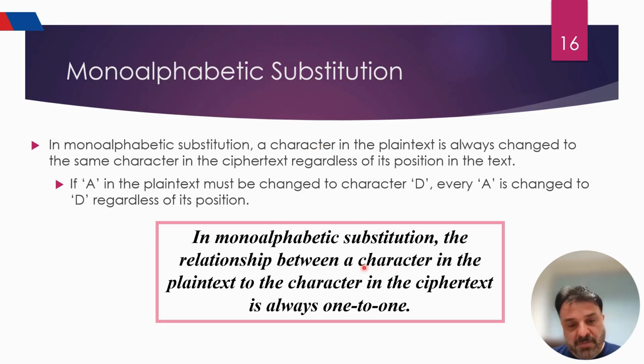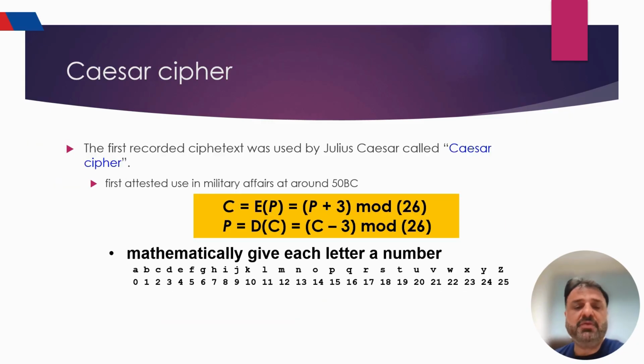So in monoalphabetic substitution, the characters between the ciphertext and plain text are one to one. So let's talk about the Caesar Cipher as a very simple part of encryption. In Caesar Cipher, we use a method for shifting the message in the alphabetical form. What it means, please see that.